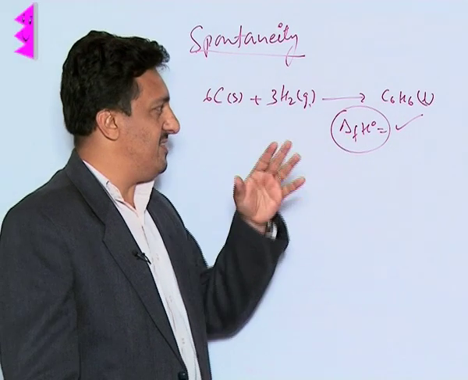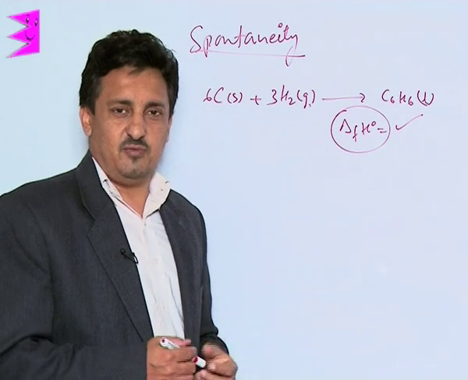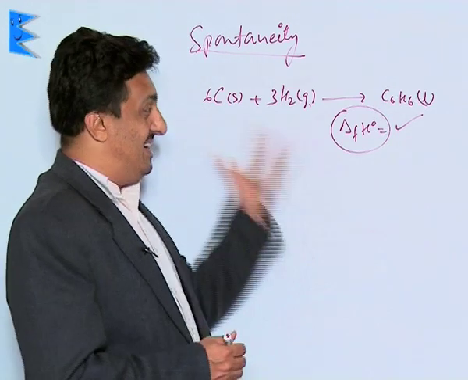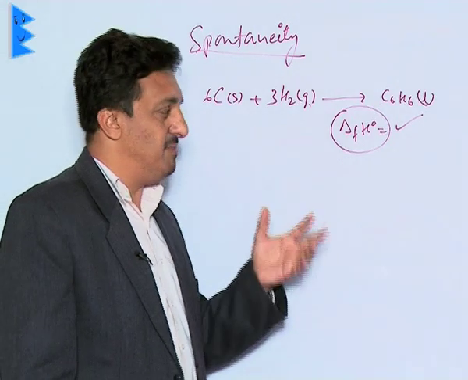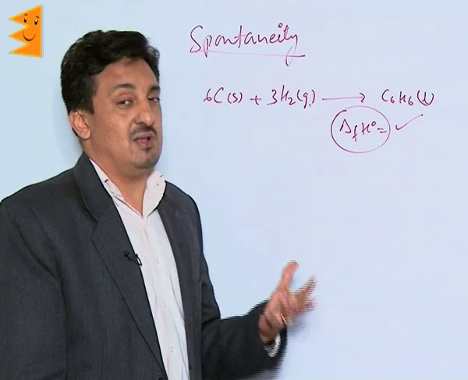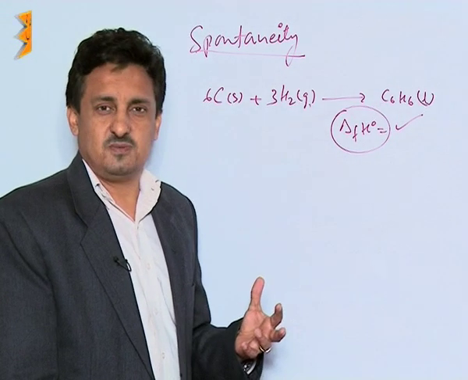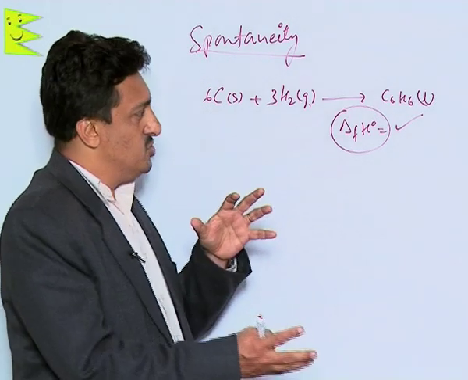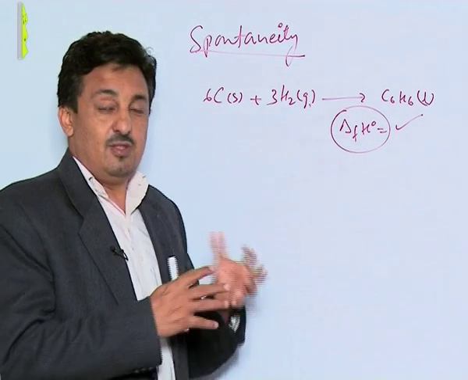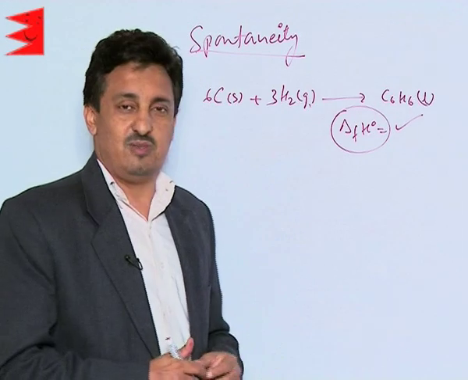Another two things we can't get from the first law are that we cannot find out the extent of completion of the reaction from this enthalpy value, and we also cannot find out the direction of the reaction. So that's why we needed to know certain other parameters on the basis of which we can answer these three most important questions.